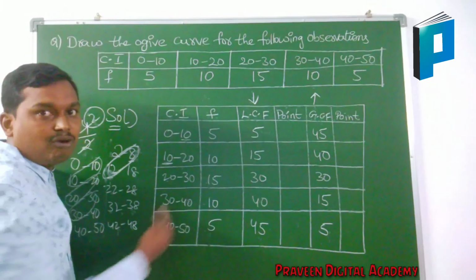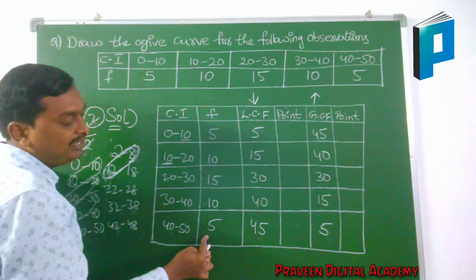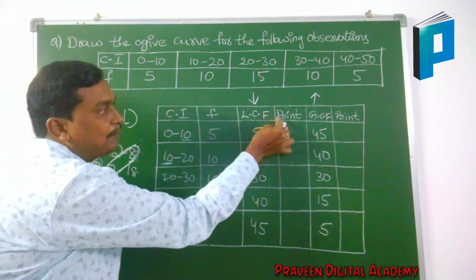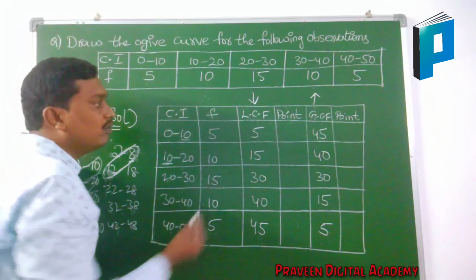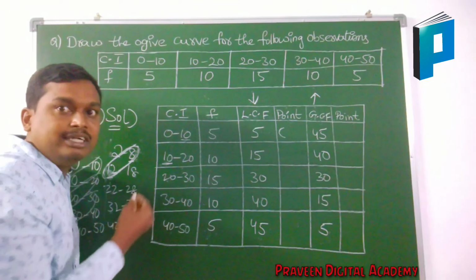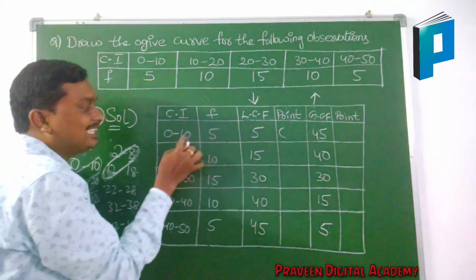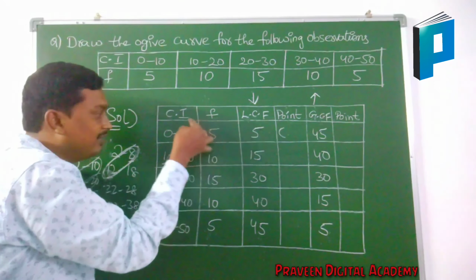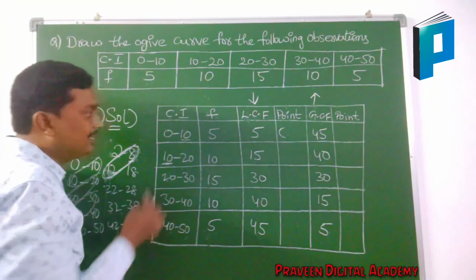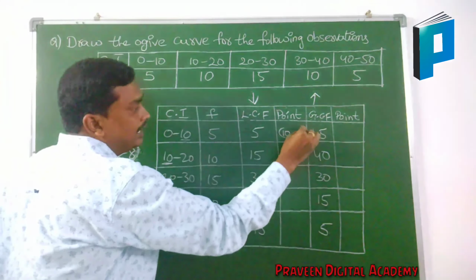Now, what is the LCF? Adding frequency from top to bottom. What is the GCF? Adding frequency from bottom to top. For finding the points of LCF, less than cumulative frequency, we will take the upper boundary as the x-axis and LCF as the y-axis. What is the upper boundary here? 10, comma, LCF is 5.